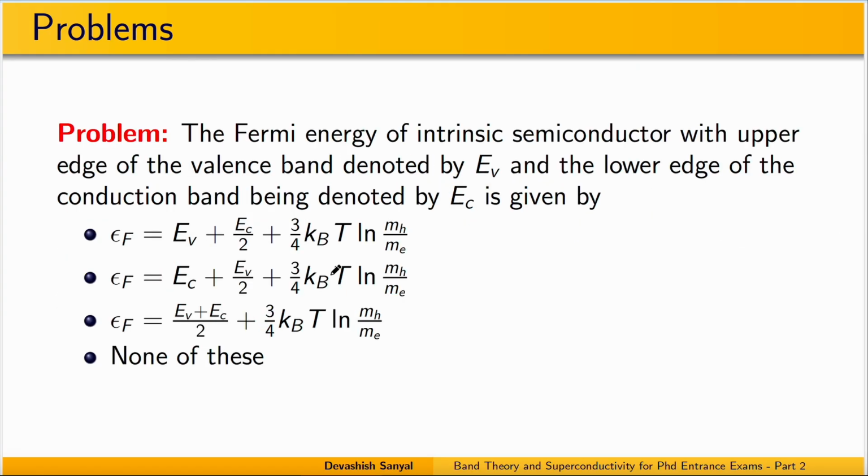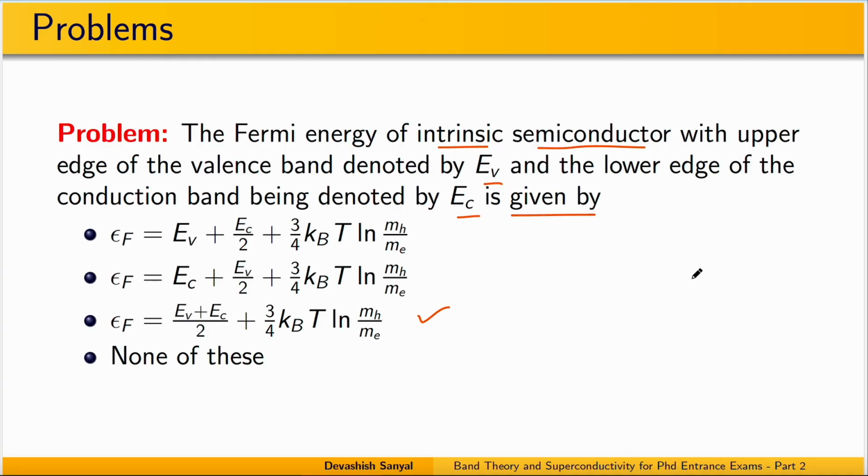Now we go to the next problem, which is about Fermi energy, for an intrinsic semiconductor. The Fermi energy of an intrinsic semiconductor, with the upper edge of the valence band denoted by EV and the lower edge of the conduction band denoted by EC, is given by which of these options? Let me tell you which option is correct, and how do we know?